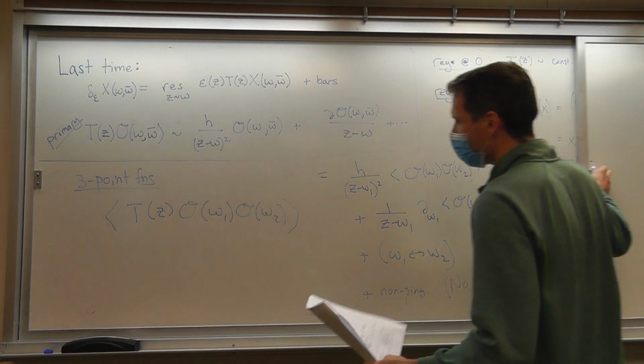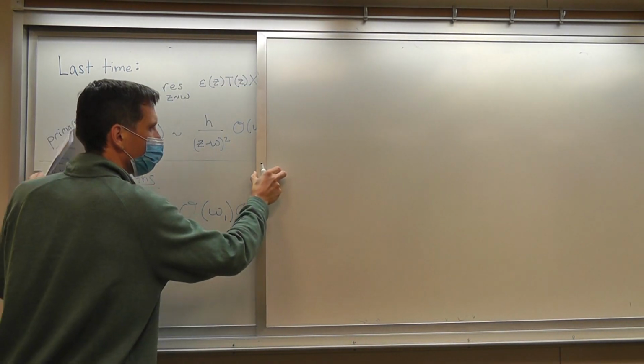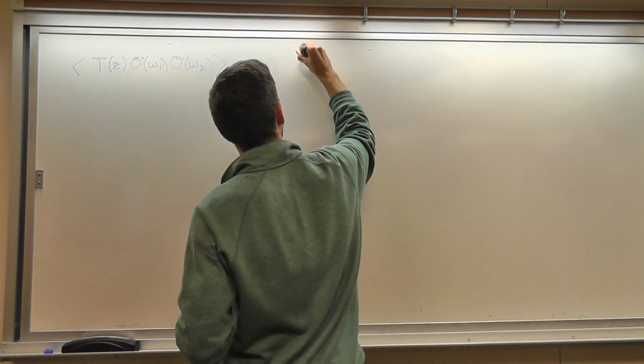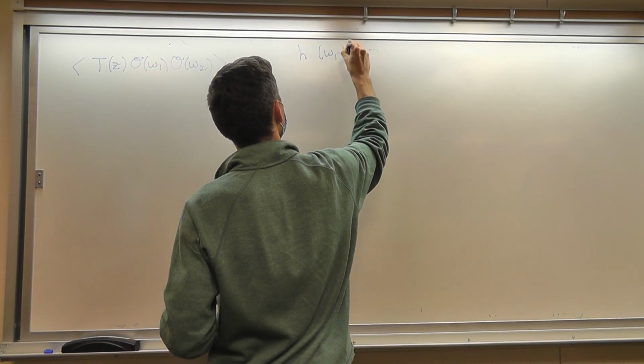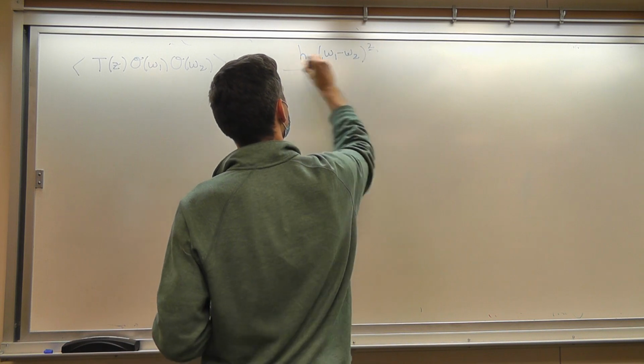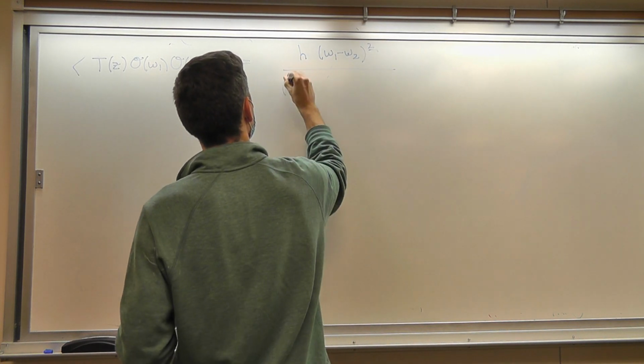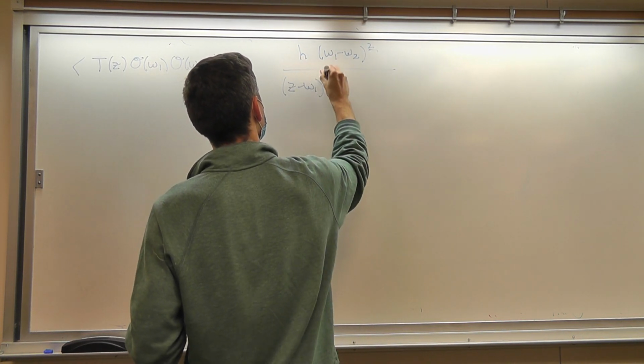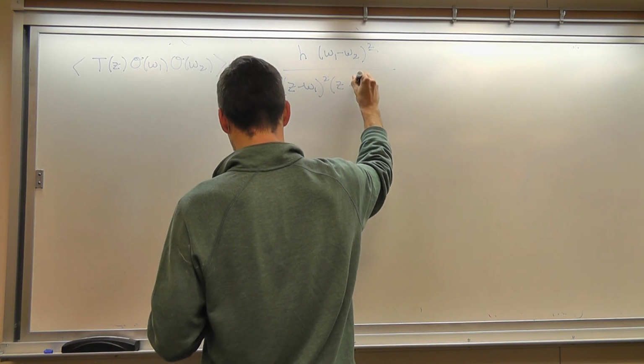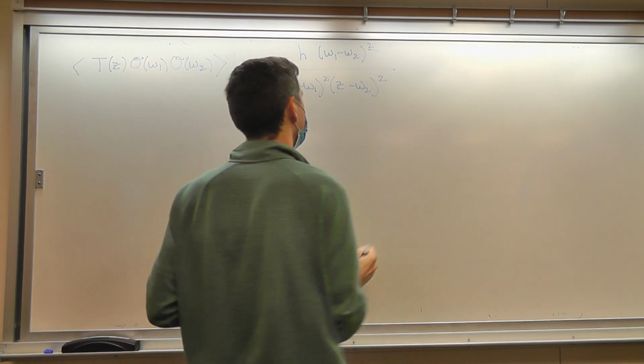And the function itself I can then write down so that we can refer back to it in a couple of lectures. It gives T of z, O(w1), O(w2) equals h times (w1 minus w2) squared over (z minus w1) squared (z minus w2) squared.